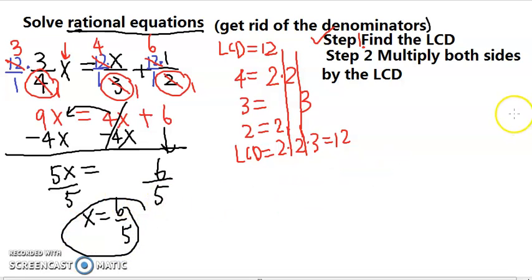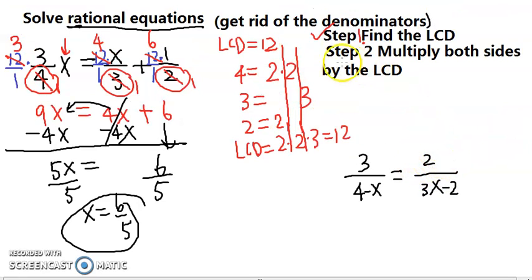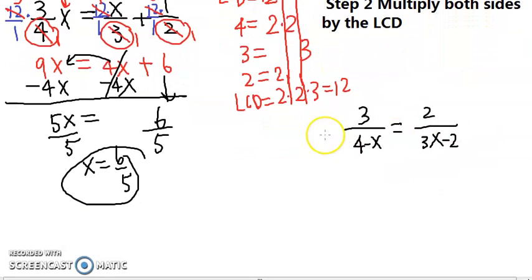Okay, now we can look at the second one, which is 3 over 4 minus x equals 2 over 3x minus 2. And this one is a rational equation. And we can still follow these two steps to do this. Find the LCD and multiply both sides by LCD. But there's a quick way, which is we use the property of proportion.